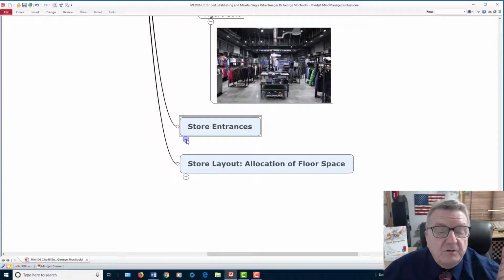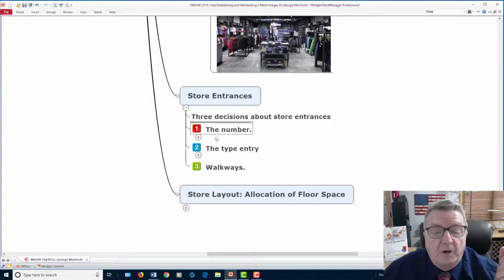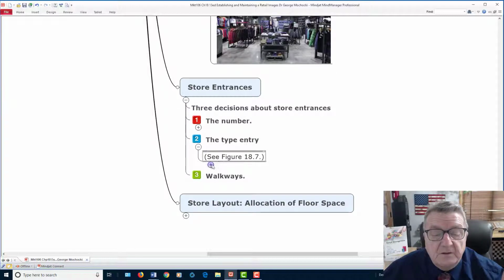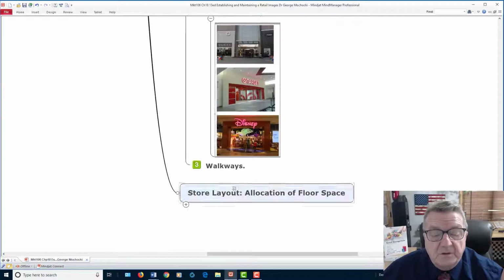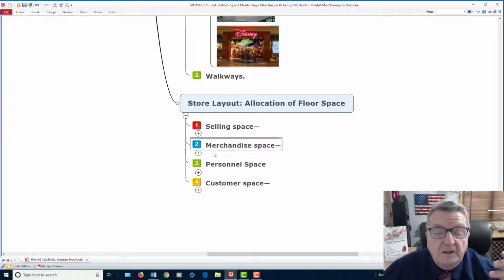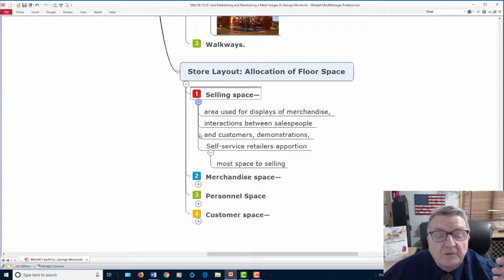Okay. Now entrances. The number of entrances you have, in and out, what makes you comfortable, the type of entry. Again, here there are different entries coming into the store. Now these are the malls. The entries are a little different if they're standalone, okay? And then walkways. Okay, now the layout, if I'm laying it in and out, what's the space? The space that people come in and buy, right?